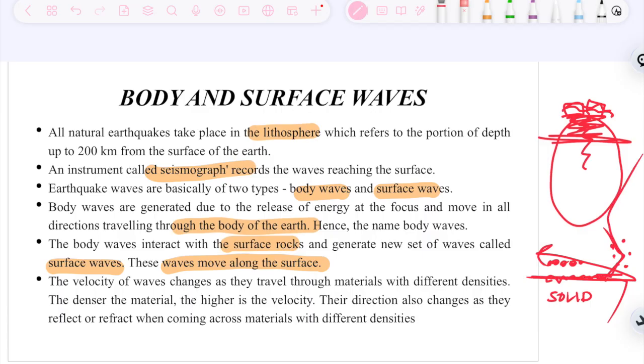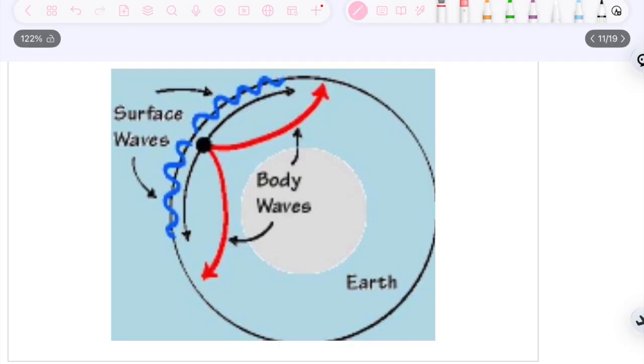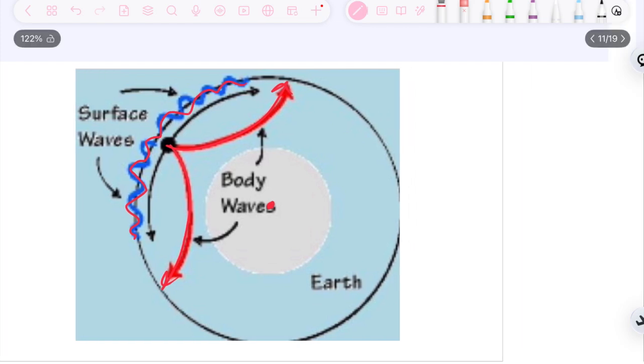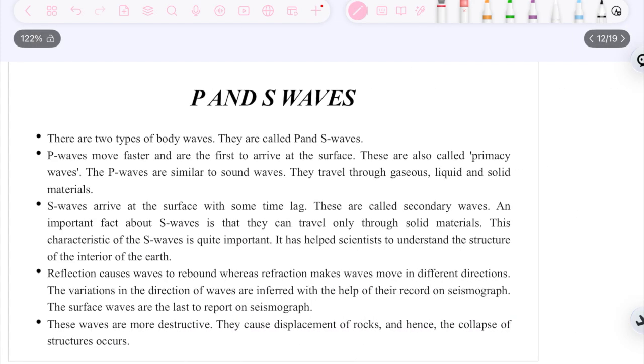So now we understood that there are two types of earthquake waves, that is body wave and surface wave. Let's see through this example that this is the focus from which energy is released. Till the time these energy waves are inside the Earth, they are called body waves. The moment they reach and interact with the rock surface, they are called surface waves. Understood? I hope this point is clear.